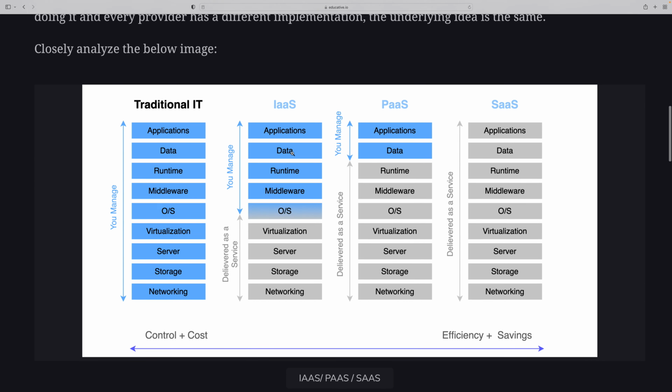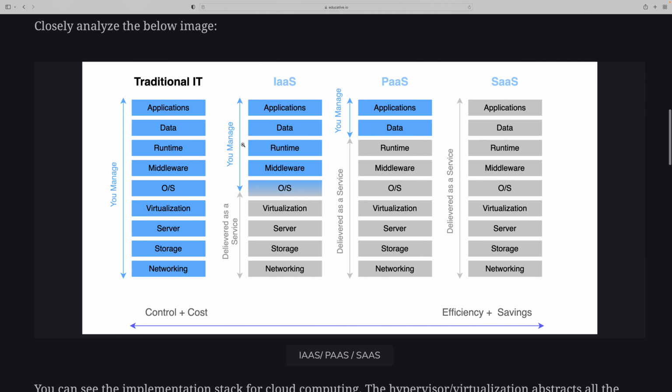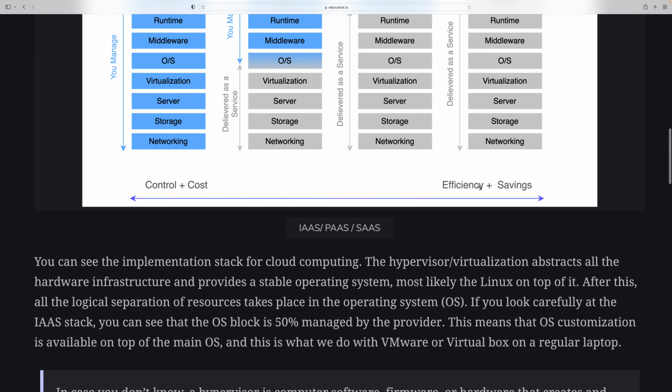As shown in the image below, what you manage and what is delivered as a service, they manage. The service provider manages, as in the previous image, and what is delivered as a service is the service they will deliver in PaaS. This is the service they all deliver for us. So efficiency and savings will increase, while control and cost will increase in this area.